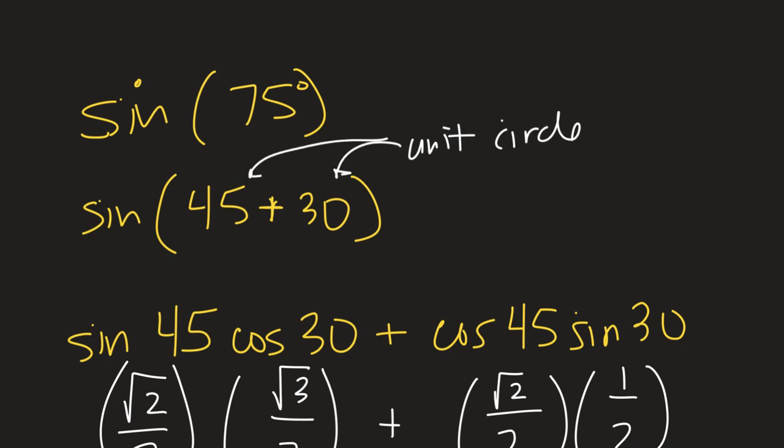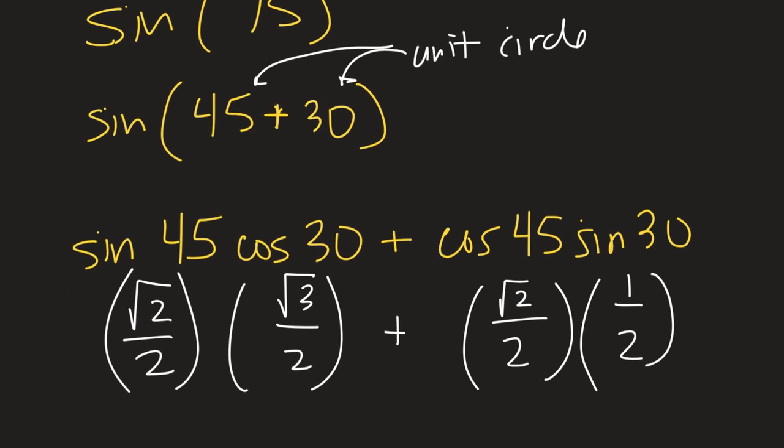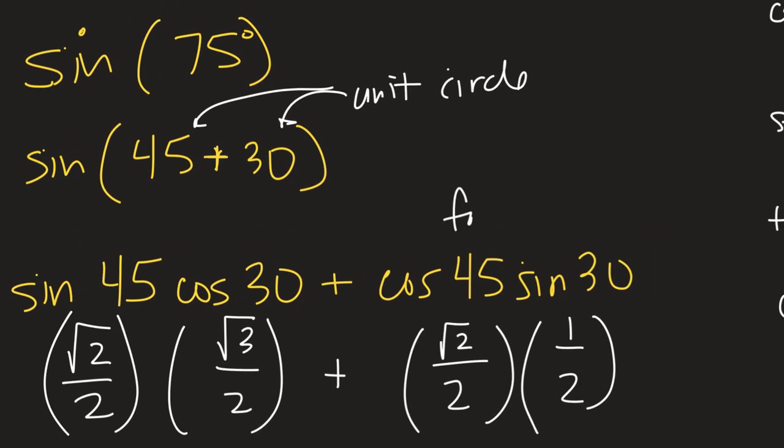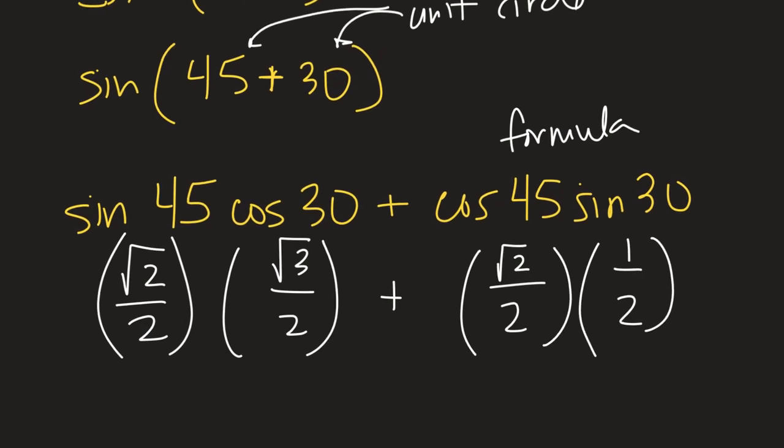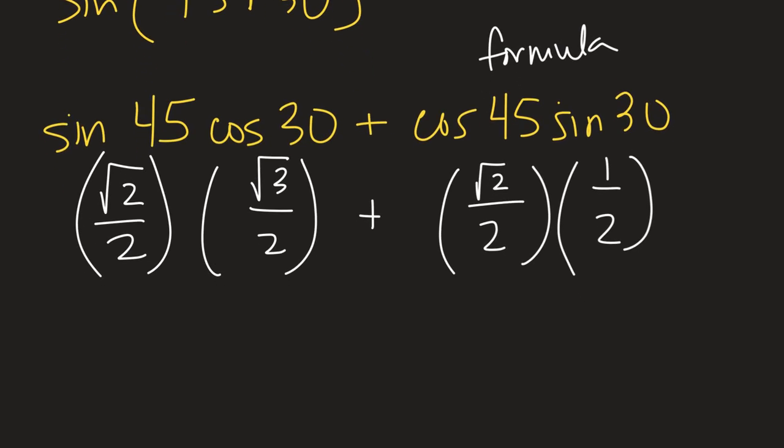Both of these, 45 and 30. And then you use the formula. So this is the formula specifically for the sine of A plus B. Now it's just a matter of doing our fractional multiplication. So we do top times top, and we do bottom times bottom. Okay, and then top times top and bottom times bottom.